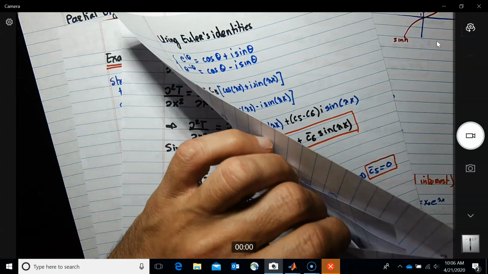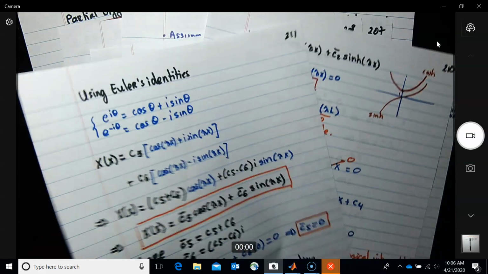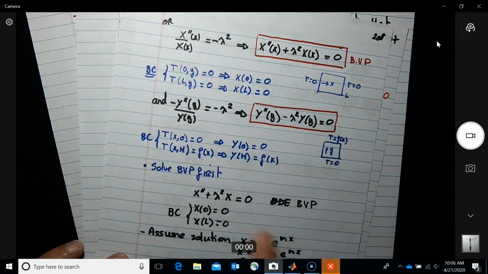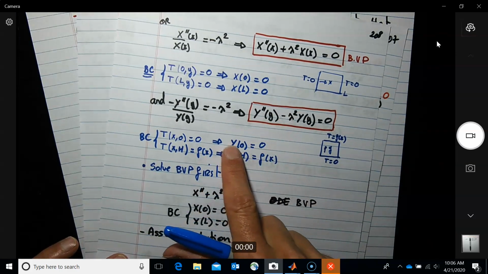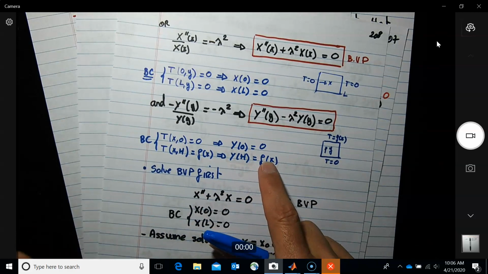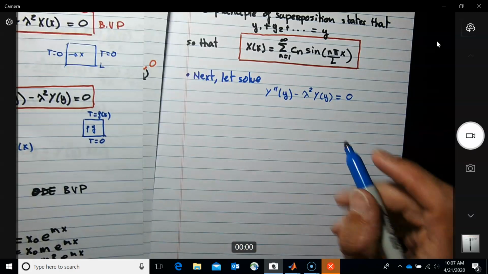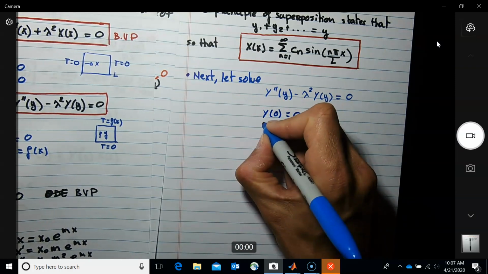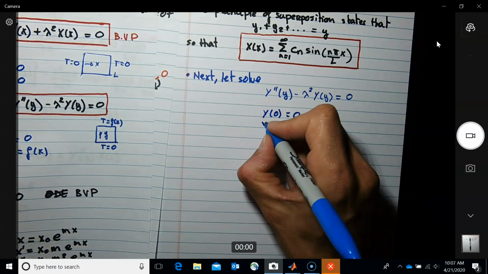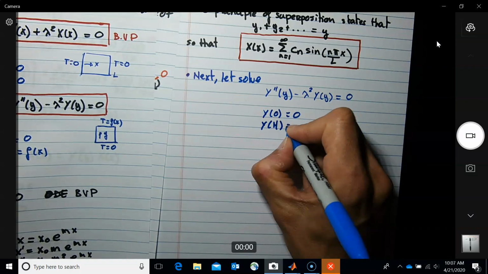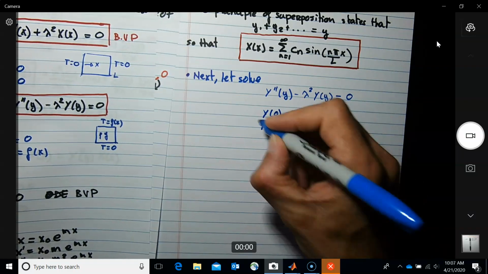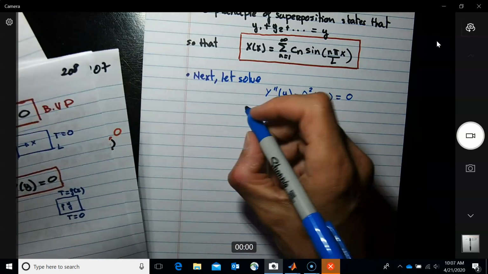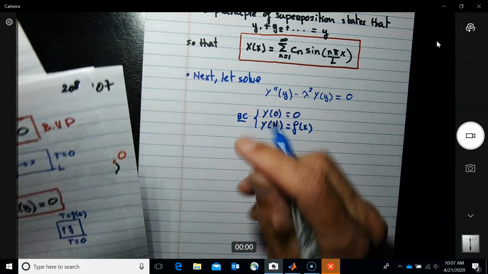Alright, almost there. Okay, we already specified the boundary conditions for that one as well. So it's this one over here with y of 0 equal to 0, y of h equal to f of x. So we need to solve this one with the condition y of 0 equal to 0, and the other one is y of h equal to f(x). So these are the boundary conditions.